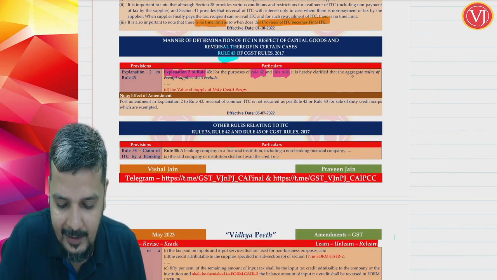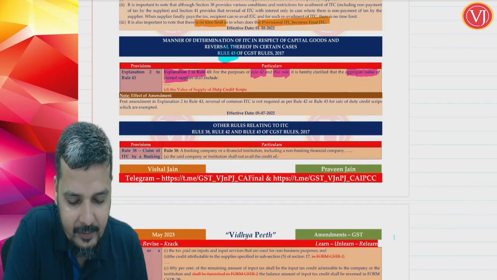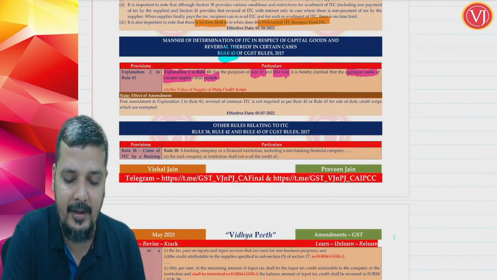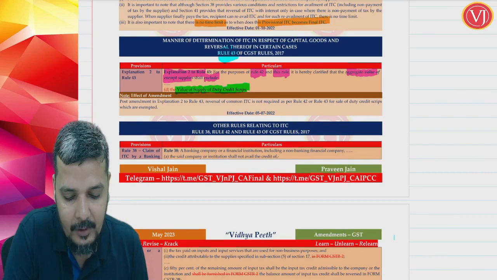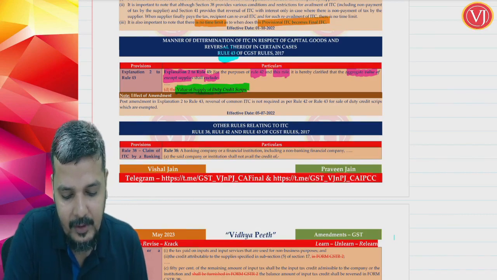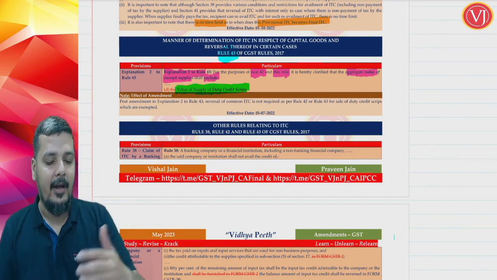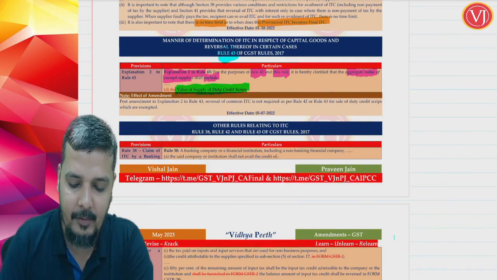It is hereby clarified that the aggregate value of exempt supplies shall exclude, not include, but exclude what? Value of supply of duty credit scrips. Value of supply of duty credit scrips. There is already a list. Along with that list, one more point, D, is added: value of supply of duty credit scrips. Now, what are they trying to tell?